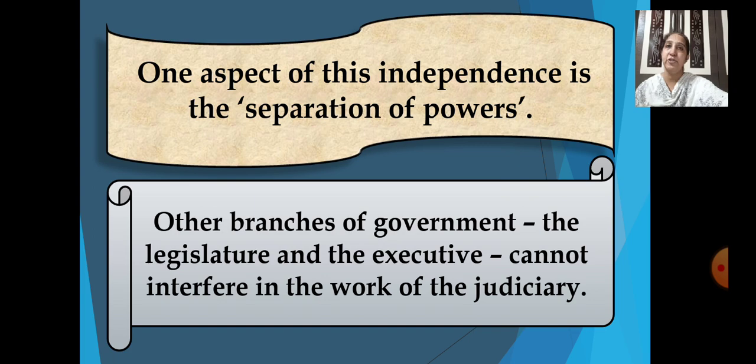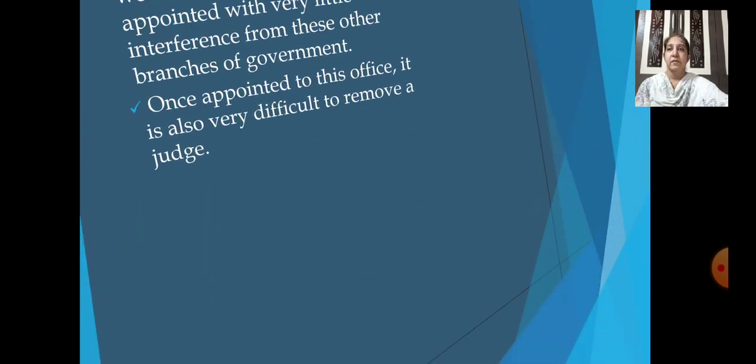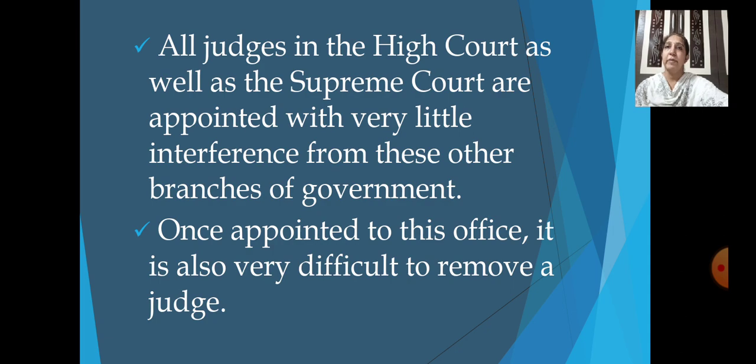The meaning of independent judiciary, separation of powers: their powers are different. Other branches of government will not interfere in the work of the judiciary. Even the courts are not under the government and do not act on their behalf. So for the separation of power to work well, it is also crucial that all judges in the High Court as well as in the Supreme Court are appointed with very little interference from these other branches of government.